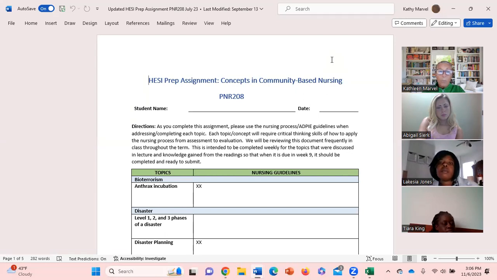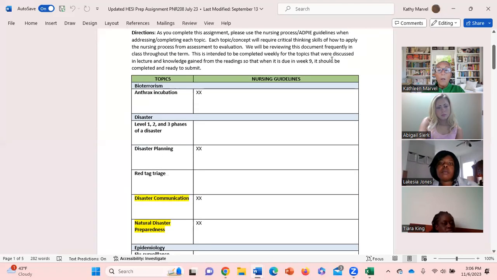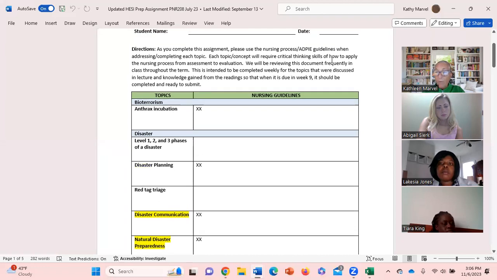Okay, so remember, this is a study guide for you. This is going to be your study guide for the HESI. So whatever you want to put in these boxes with regards to the nursing process. So for example, on anthrax, now we haven't done bioterrorism disaster yet, but once we do, think about what do you need to know? What's important to know of a client that maybe has been exposed to anthrax?